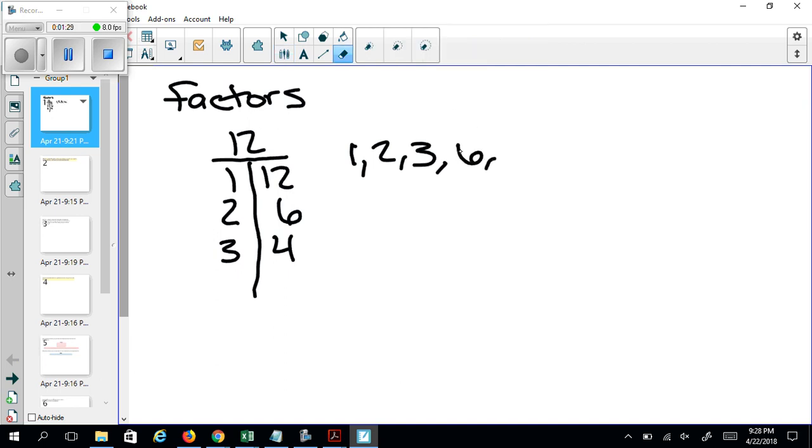Well, here's the problem. You missed one. I did miss one. So that'd be 4. Absolutely. Don't miss the 4 because the 4 times the 3 is what gets you to 12. So 1, 2, 3, 4, 6 and 12. Absolutely. Okay.